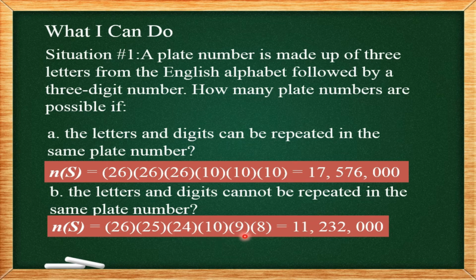In the digits, the first digit, you have 10. For the second digit, you have removed one digit already, so you have 9. And in the third digit, you are left with 8. Multiplying all of these, you come up with a value of 11,232,000. Comparing the two, you have lesser if the letters and digits cannot be repeated.